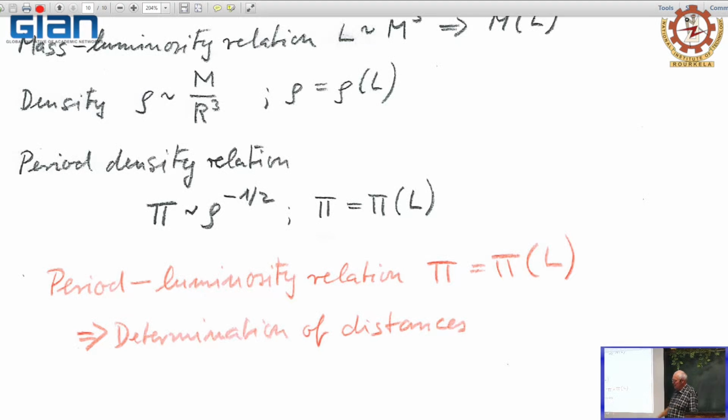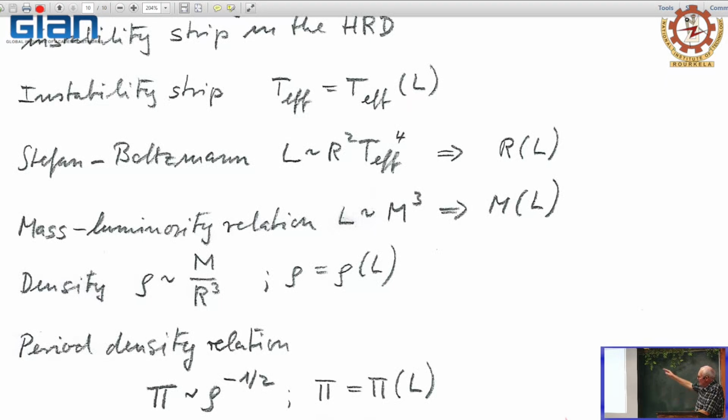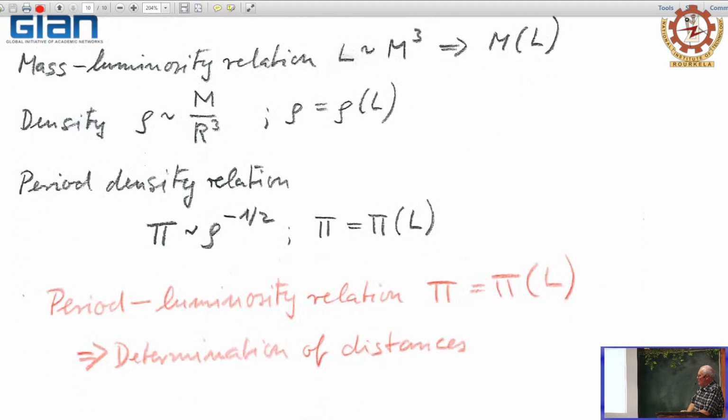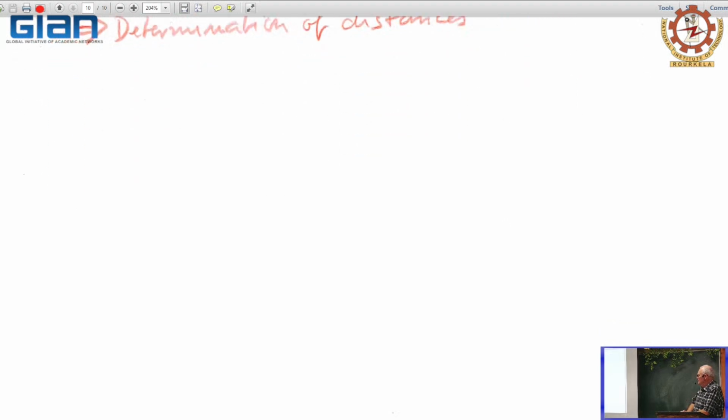Now we have arrived with the Kappa mechanism as the mechanism which is responsible for exciting the pulsation, and then inserting all the physics or all the formulae or all the relations we know from stellar physics for the instability strip. We have made use of Stefan Boltzmann's law, mass luminosity relation, then period density relation, and we finally end up with a period luminosity relation which can be used to determine distances.